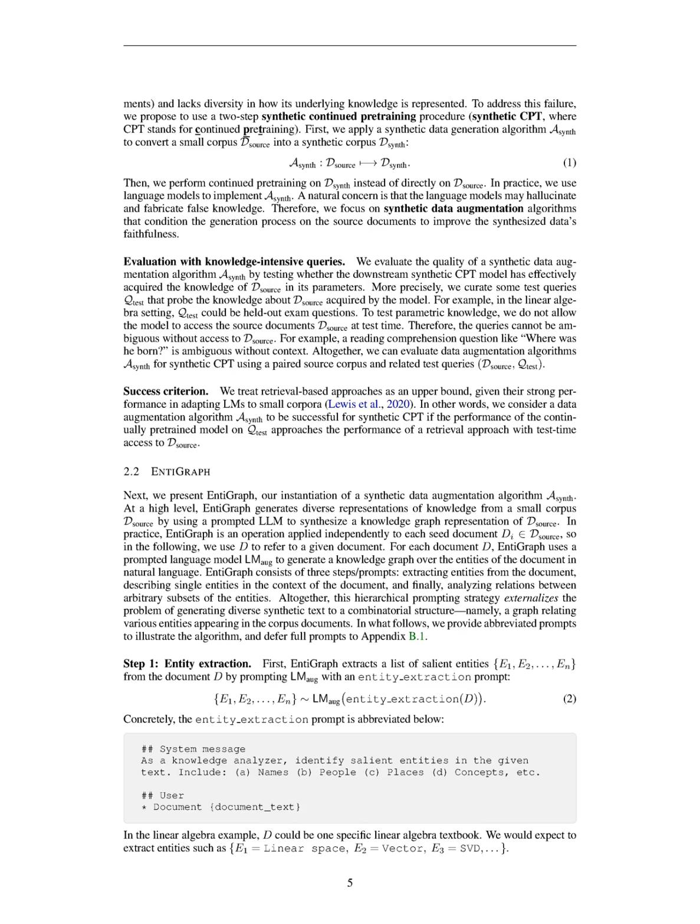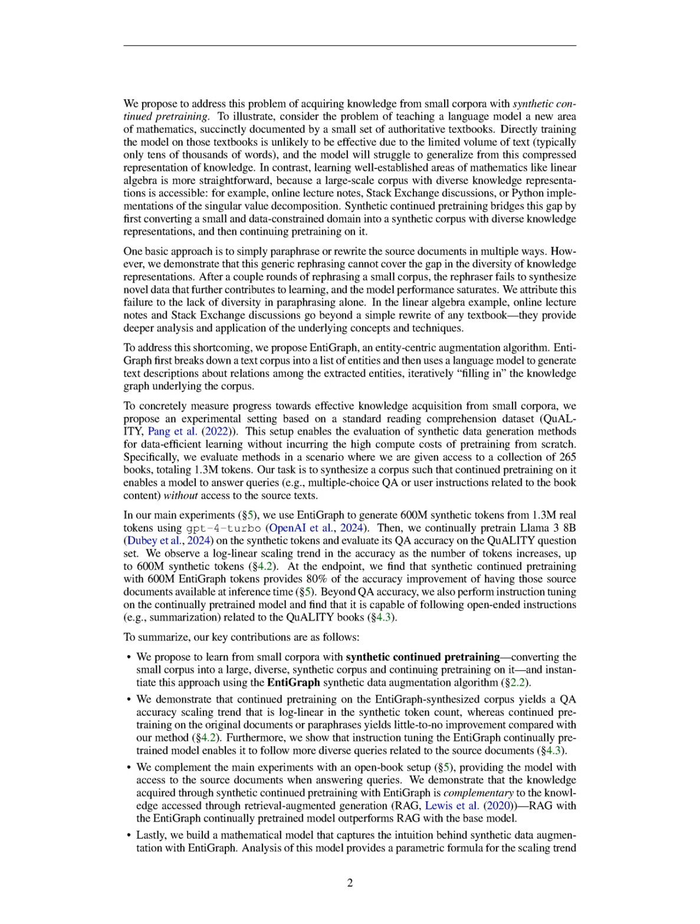EntiGraph generates synthetic data from a small corpus, such as a linear algebra textbook, through a three-step process. First, it extracts salient entities from the document, for example, identifying terms like linear space, vector, and SVD. Next, for each extracted entity, EntiGraph generates a detailed description contextualized within the source document, such as explaining that a linear space is a set satisfying specific algebraic rules.